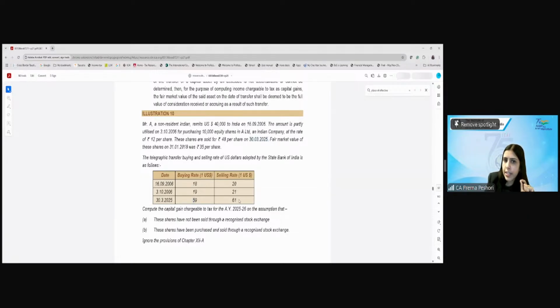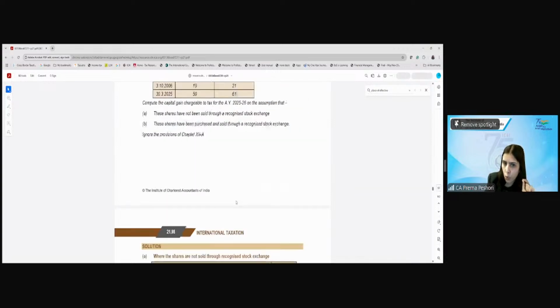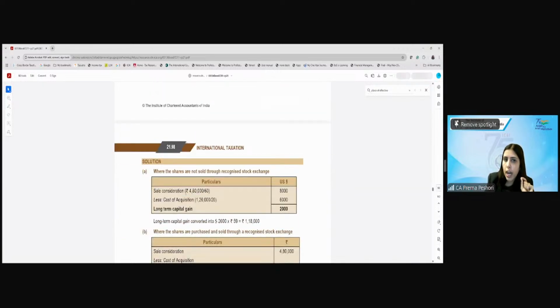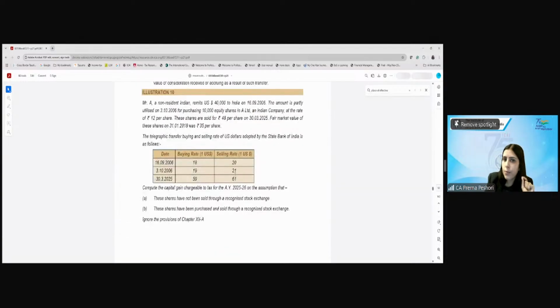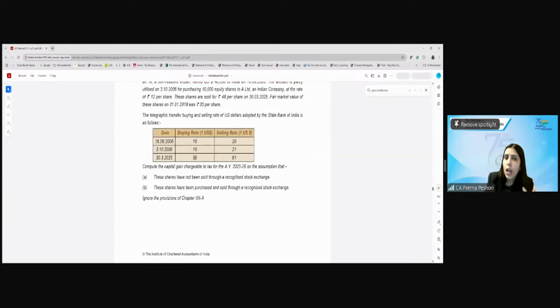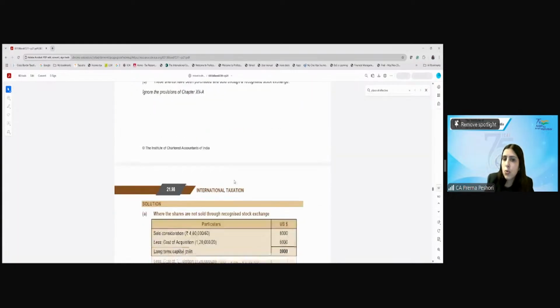What is the TTBR, TTSR? 59 and 61. So 59 plus 61 divided by 2. So what I will do is, I will take 4,80,000. So 59 plus 61 divided by 2 comes to 60. Right? Average of 59 and 61 comes to 60. I will divide by 60 to get at the foreign rate. It comes to $8,000. Fine.